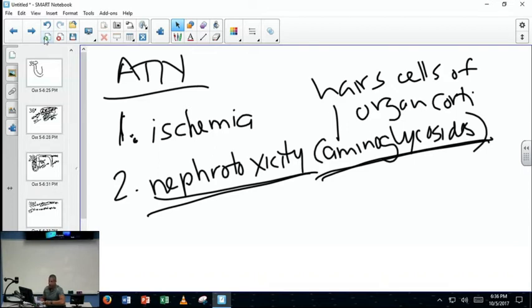Is it going to preclude you from getting those antibiotics? Unfortunately, I've had a few people develop ATN from it, and you just don't realize it's going to happen. It stinks because it just happens.